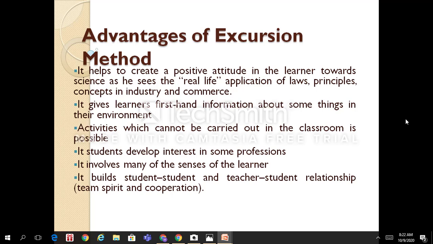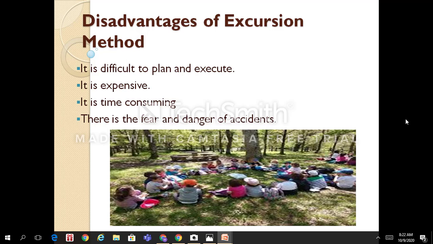It builds student and teacher-student relationship. It builds team spirit, and it makes the students cooperate. But like I said, there are so many disadvantages coupled with these methods of teaching.